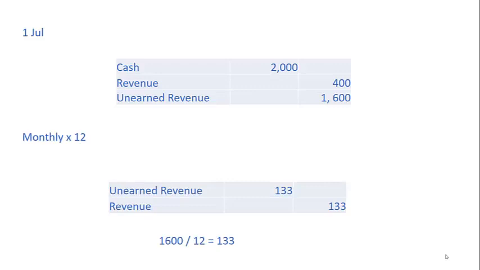Of that $1,600 in unearned revenue, what we'd do is we'd recognise $133 per month of revenue, and that would gradually diminish the unearned revenue from $1,600 down to zero. The $133 per month is simply the $1,600 worth of unearned revenue divided by 12. So that just demonstrates how we allocate revenues across multiple goods and services.